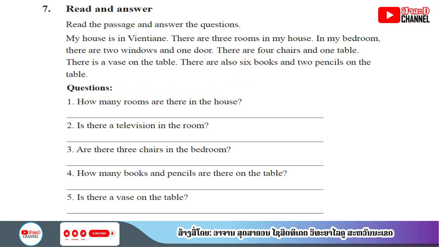Exercise 7. Read and answer. Read the passage and answer the questions. My house is in Vientiane. There are 3 rooms in my house. In my bedroom, there are 2 windows and 1 door. There are 4 chairs and 1 table. There is a vase on the table. There are also 6 books and 2 pencils on the table. Now answer the questions below.